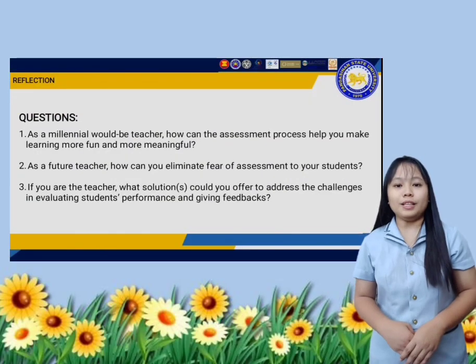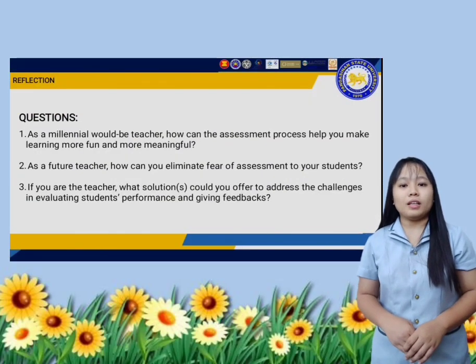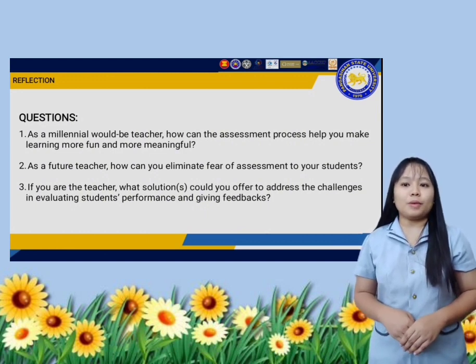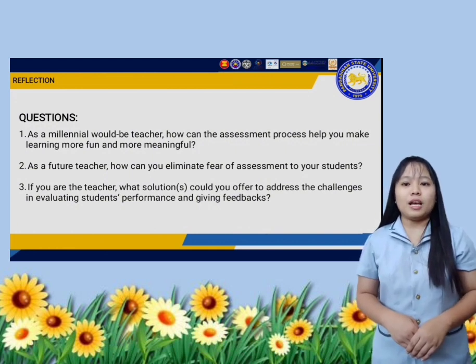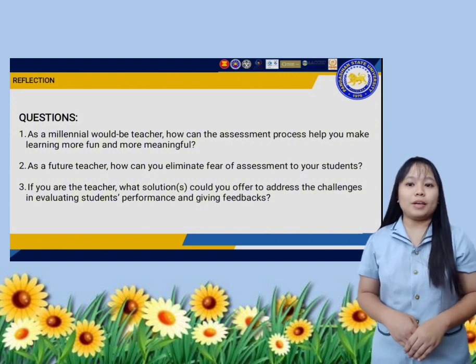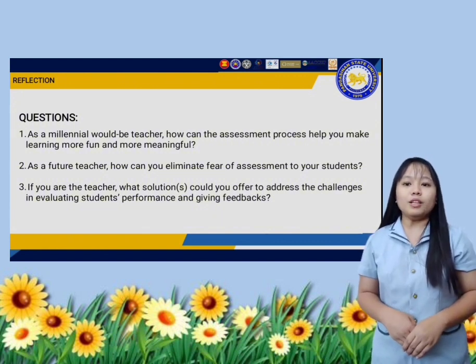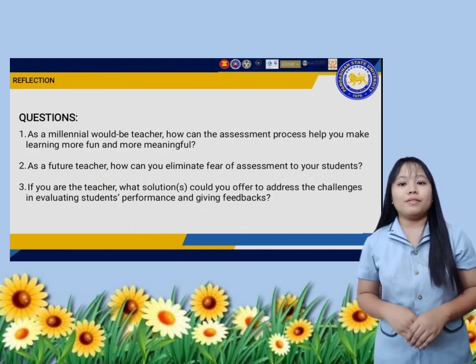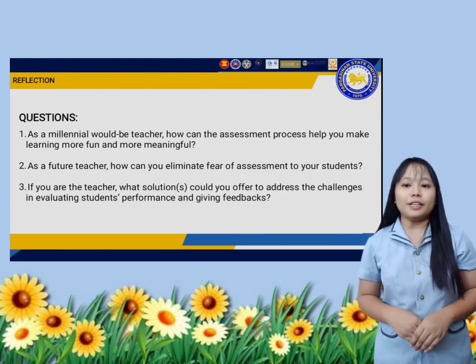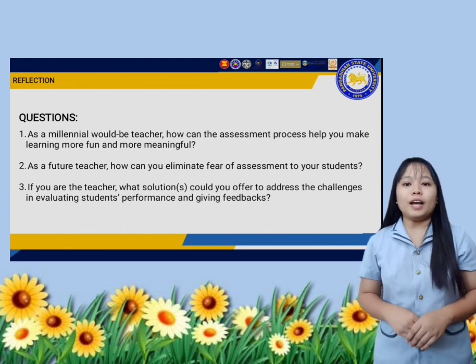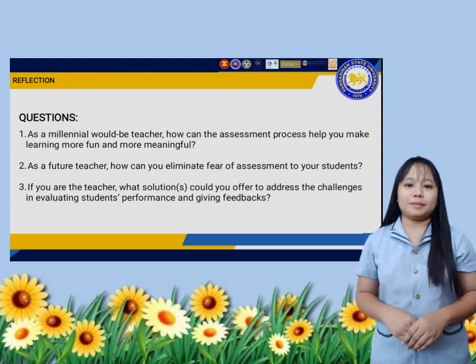And for the reflection, number 1, as a millennial would-be teacher, how can the assessment process help you to make learning more fun and more meaningful? As millennial would-be educators, the assessment process helps us to make learning more fun and more meaningful through utilizing assessments that are based on learning objectives, very relatable to our students, and authentic, connected to real world or scenario. We will make sure that learners will be active and participative in every assessment.